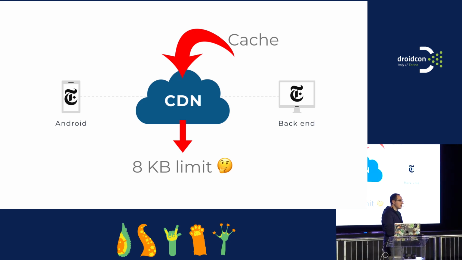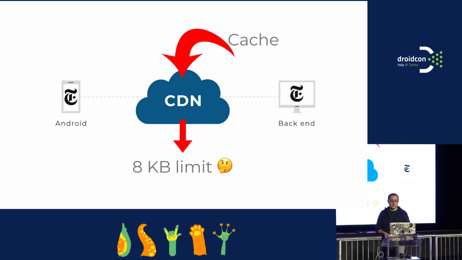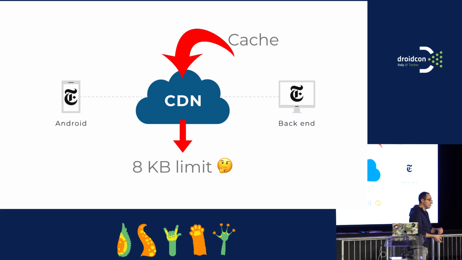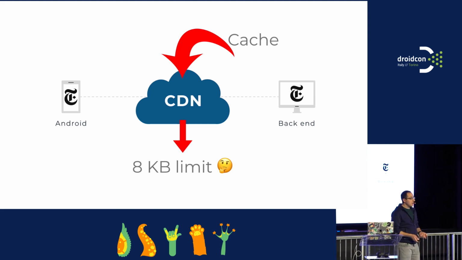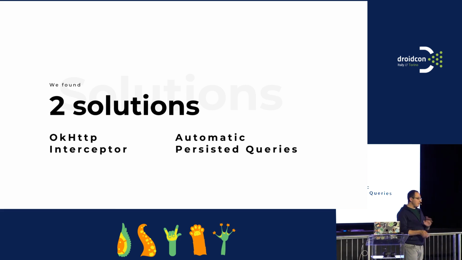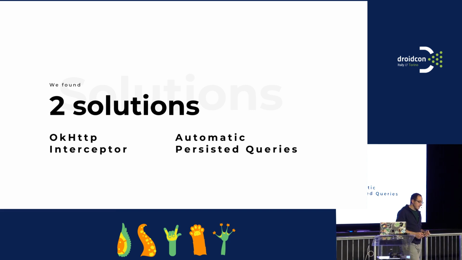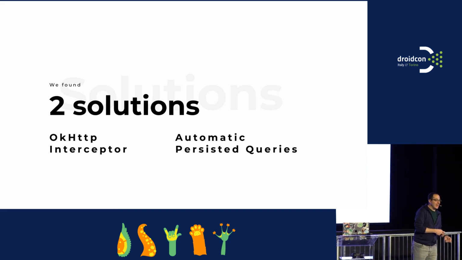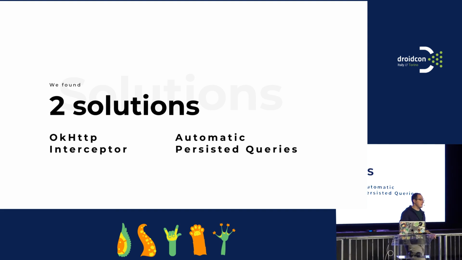So, the only way we could assert that our request was actually under the 8 kilobyte limit was mocking the response and trying to calculate how big each query was. So, well, we tried to use an HTTP interceptor, which somehow did the trick, but is not reliable. Luckily, in one of the recent updates of Apollo, they introduced the support for automatic persisted queries.